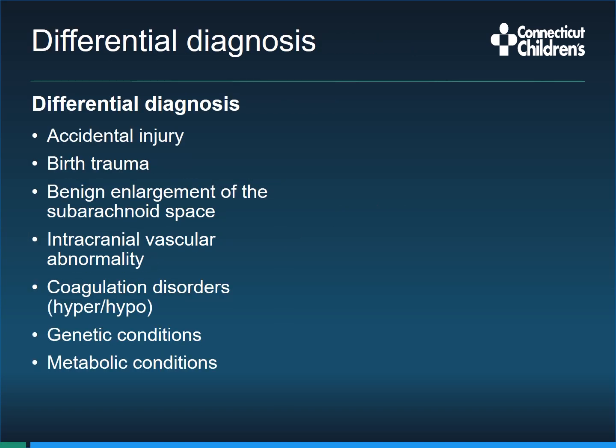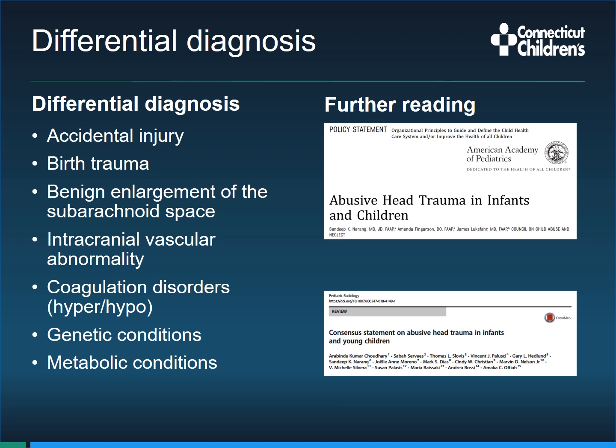The importance of maintaining a broad differential diagnosis in suspected AHT cannot be overstated. The evaluating team must consider presenting history, family history, and review of systems. Entities to include accidental injury, benign enlargement of the subarachnoid space, and birth-related intracranial hemorrhage, and medical and genetic mimics to include coagulation disorders should be considered. There are outstanding policy and consensus statements available on this topic, which I strongly recommend to this audience.